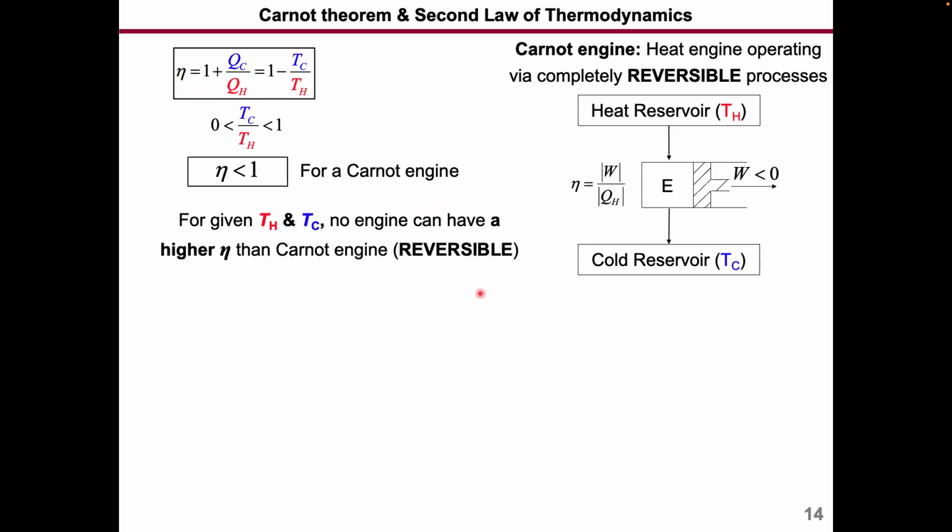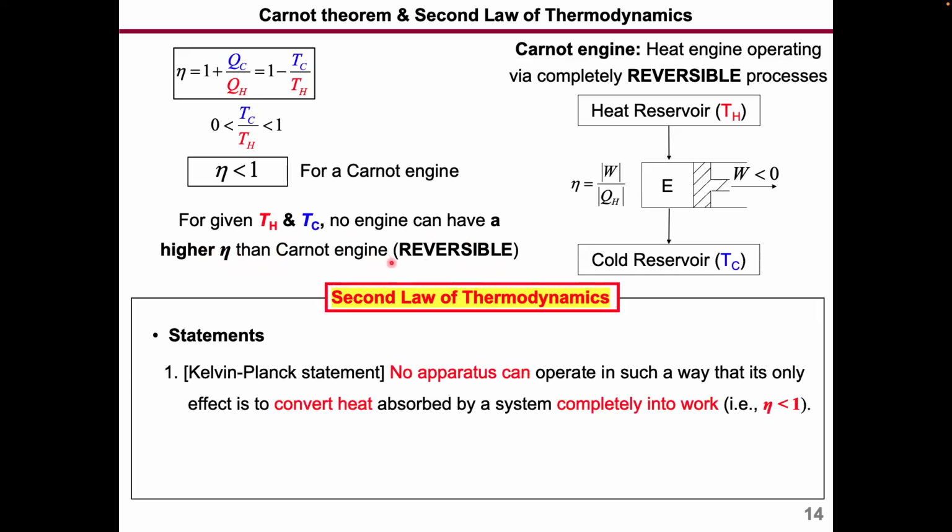And then you can quickly realize your efficiency is always going to be smaller than 1 for a Carnot engine. But we already said that the Carnot engine comprises completely reversible processes, which are very slow, but in reality we cannot operate our heat engine through these completely reversible processes. So in the end, for a given TH and TC, no engine can have a higher efficiency than the Carnot engine, right? With that being said, this tells us the second law of thermodynamics.